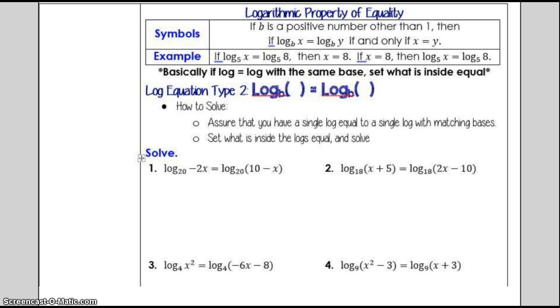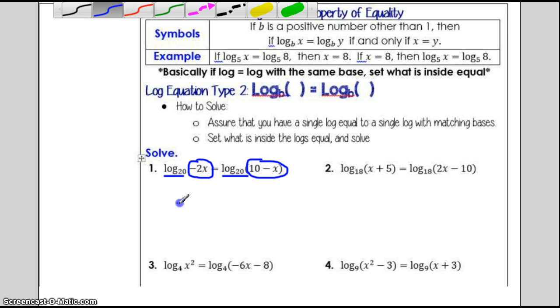So let's take a look here. First, check that. Log 20, yep. So now we can go ahead and set this equal to this. So negative 2x equals 10 minus x. And then we'll solve. So add x. We get negative x equals 10, but we don't want that negative 1 in front, so we're going to divide by that negative 1. So x equals negative 10.